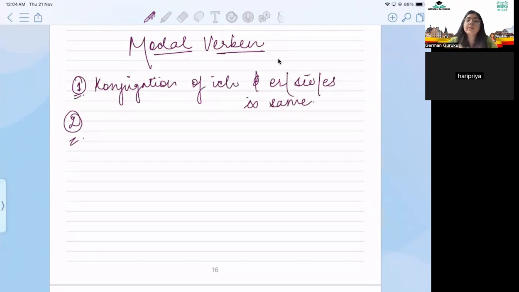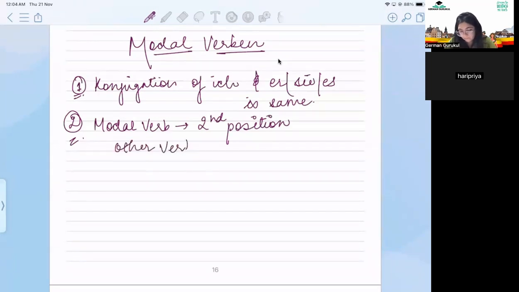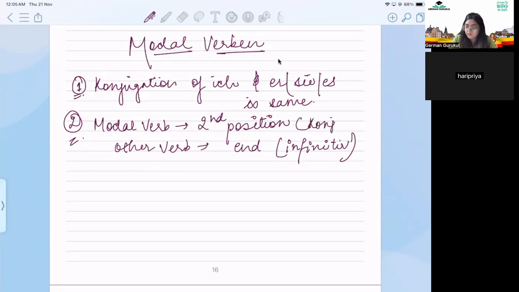And the second thing is that whenever you are going to use a modal verb in a sentence, the modal verb will take the second position. I mean, generally verbs take the second position, right? The other verb in the sentence will go at the end of the sentence, in infinitive form. So modal verbs get conjugated and will be placed at the second position, and the other verb should go at the end of the sentence, right?